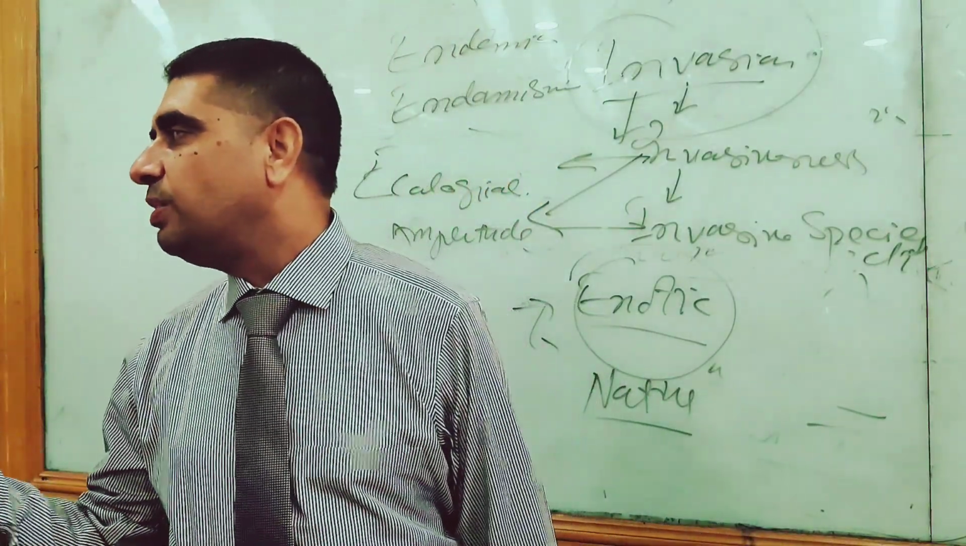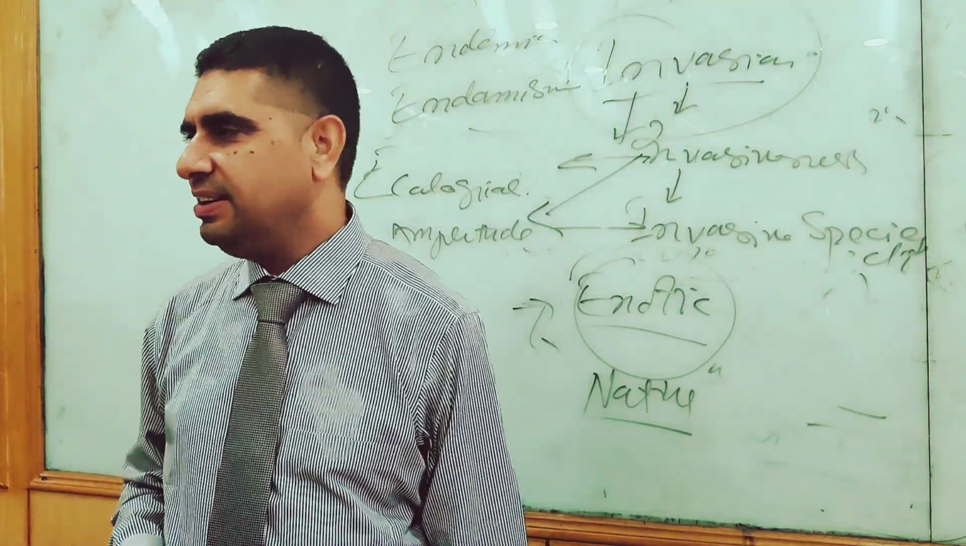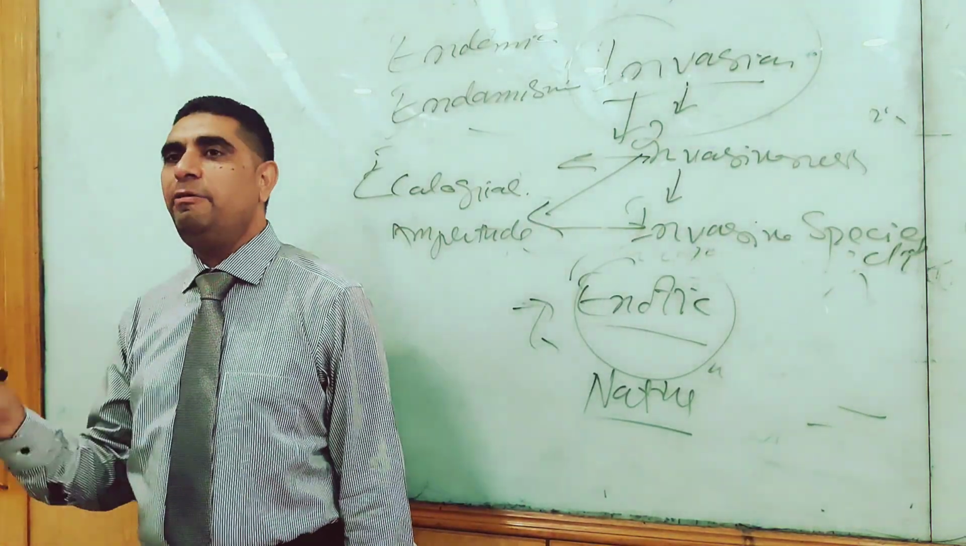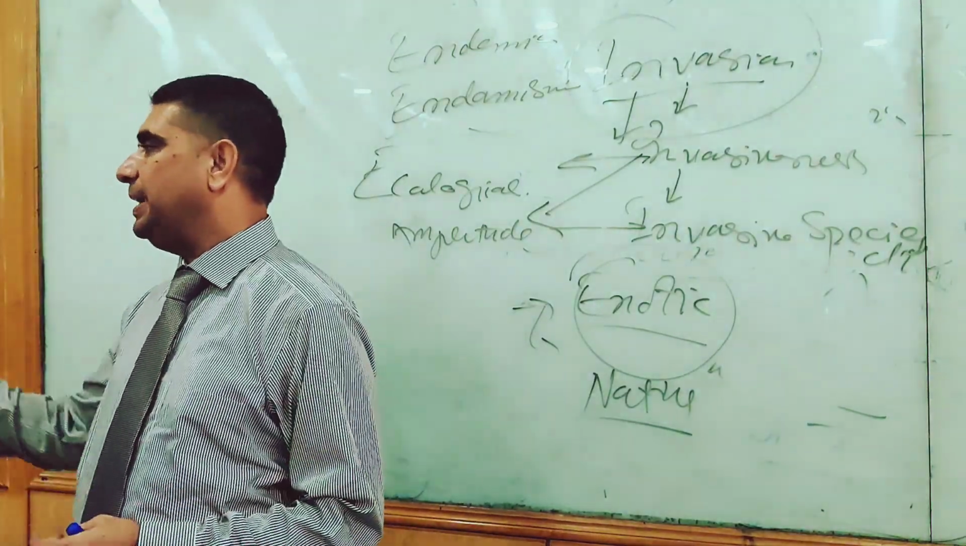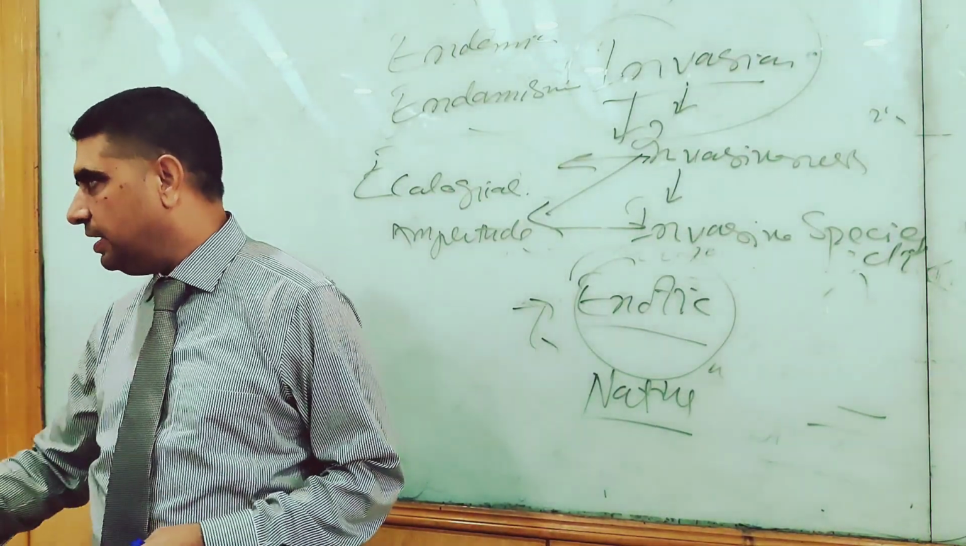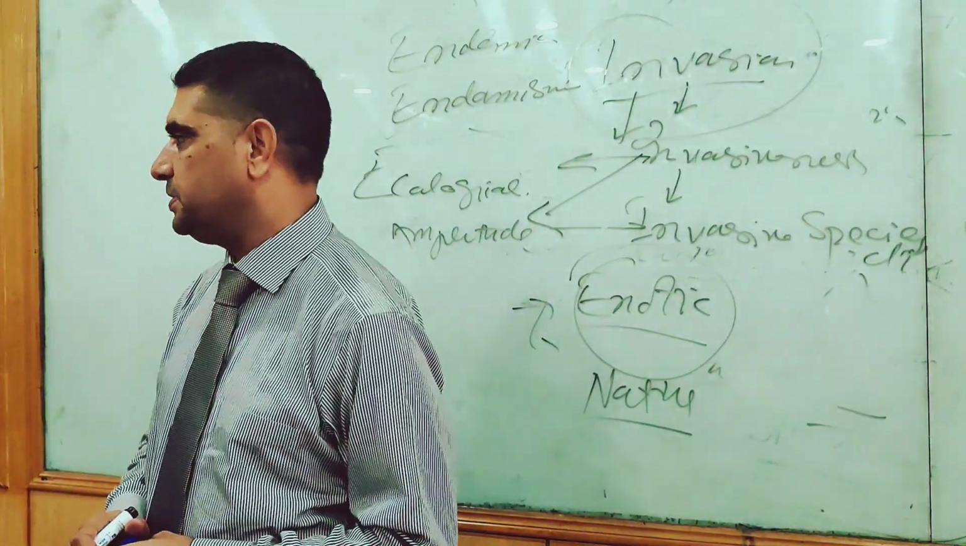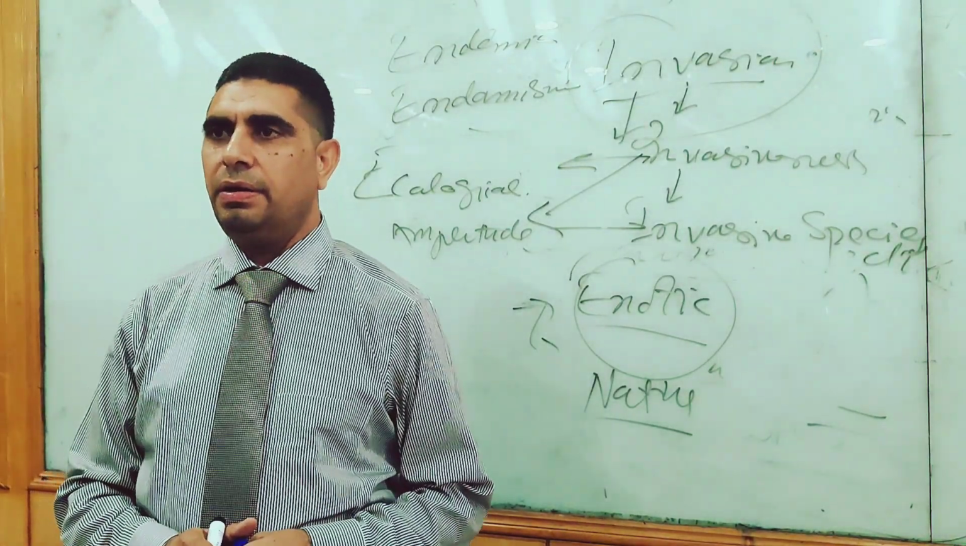We use the word allelopathic species for native species. If native species replace the local flora in their surroundings, they are sometimes called allelopathic species. Sir, which character makes a species become naturalized?